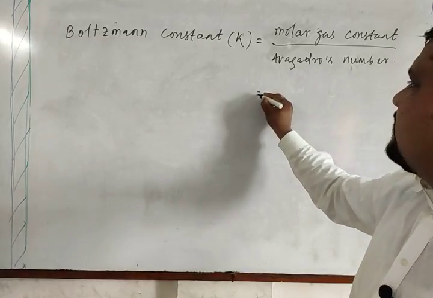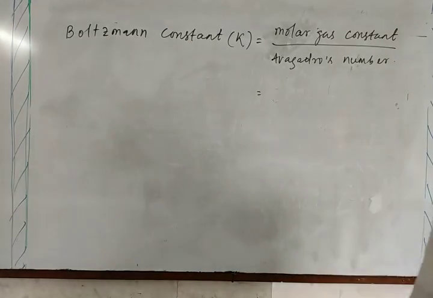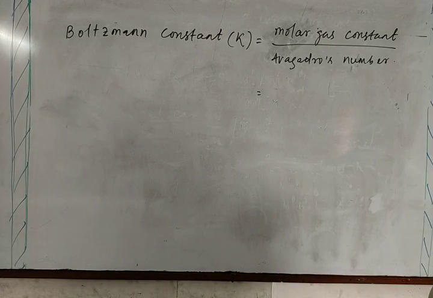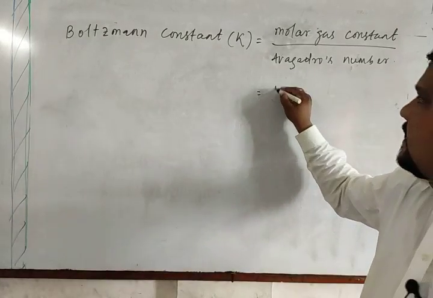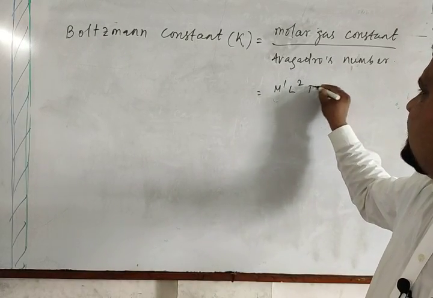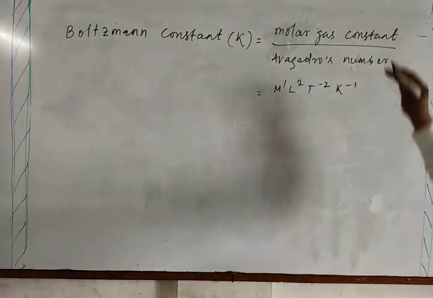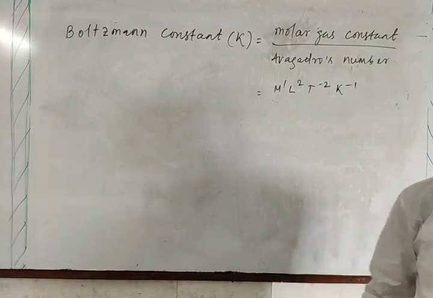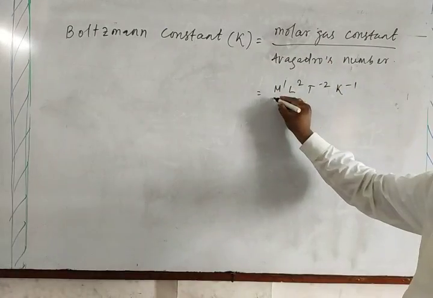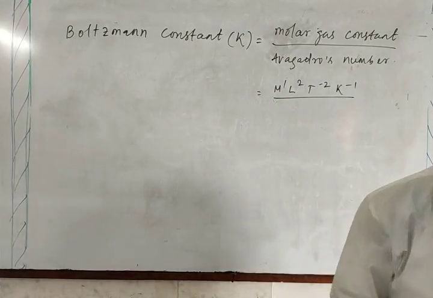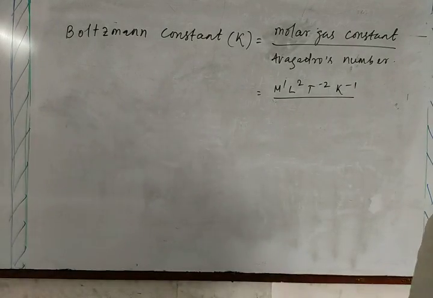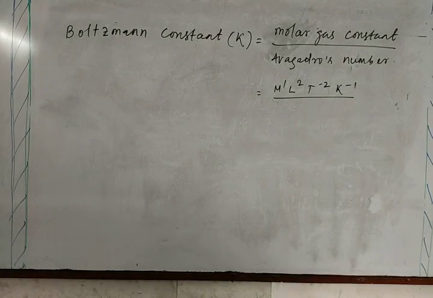So the molar gas constant, already you know that. What is the molar gas constant? Already you derived M1 L2 T minus 2 K minus 1. That mole inverse I will not consider here, because for 1 mole I am considering, divided by Avogadro's number. So what is Avogadro's number? That is your M1 L2 T minus 2 K minus 1.